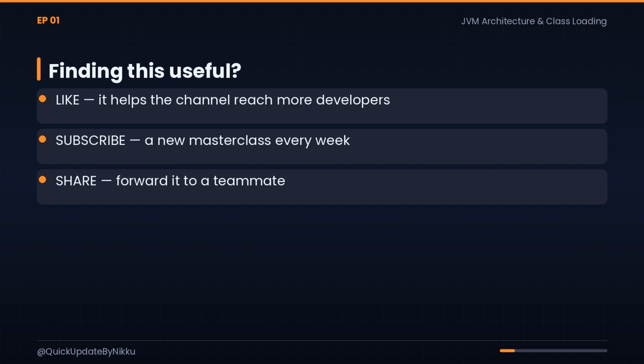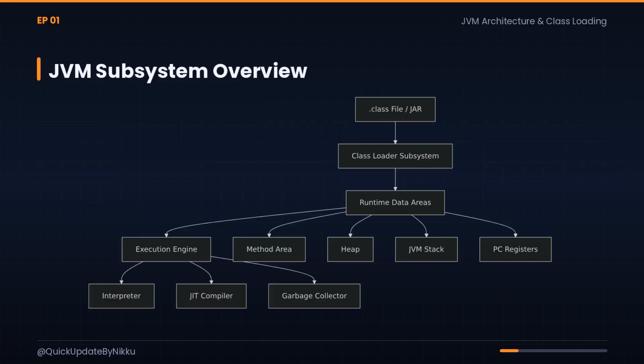Now back to it. Bytecode enters through the ClassLoader subsystem and is placed into the runtime data areas. The method area holds class-level metadata and static fields. The heap holds object instances. The JVM stack holds per-thread call frames. Once class data is resident in the method area, the execution engine can interpret or compile it. The garbage collector is also part of the execution engine. It reclaims memory from the heap and, under certain conditions, even unloads classes from the method area.